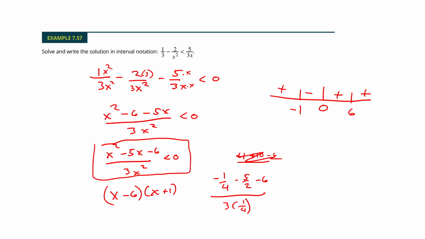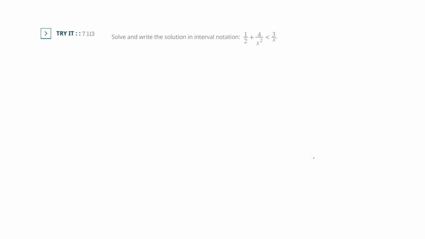So we want, where are they less than 0? There's no equal involved, so we don't have to worry about the boundaries. So it's going to be negative 1 to 0. That's the region where we would be less than 0. Okay, now this is more complicated here, but I'm going to take you through a couple more of these.